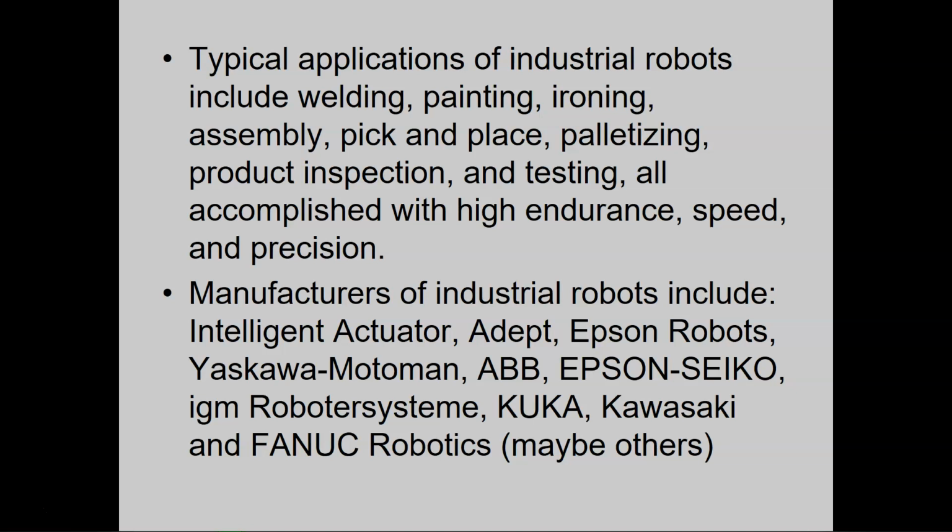Pick and place, picking up heavier stuff, or just, again, having something that can allow it to be extremely precise and send things to the right places. Palletizing, just putting stuff on pallets and being able to have them be shipped. They can do product inspection through visual cameras, as well as testing. And they have high endurance, they can use a lot of speed, and they're exceedingly precise.